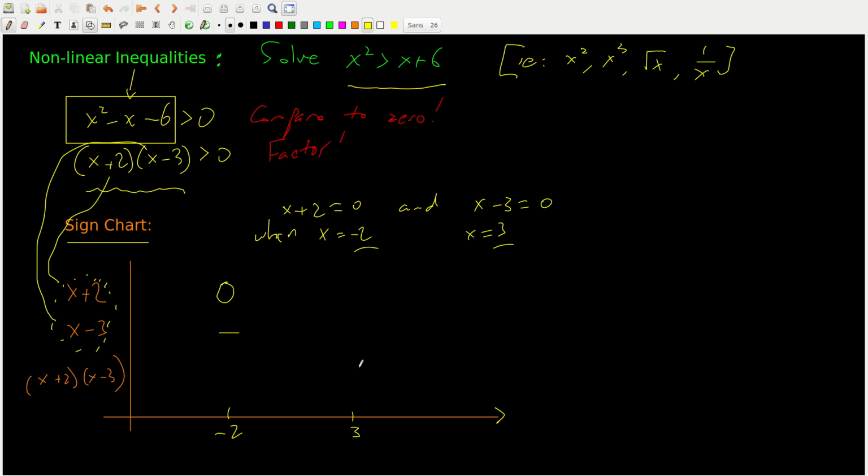Let's do the same with this point over here at the point 3. The point 3, if I plug it into the bottom one, I get 0 out. If I plug it into the top one, I get 3 plus 2. Well, that's positive 5. Don't care about the number. I just care that it's positive.